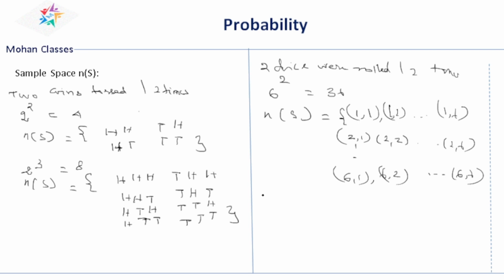Suppose it is 6 to the power of 3, then we have to use permutation to find the value, because it is not possible to write them all out. 6 cubed is equal to 216. So it is not possible to write the sample space of 216; by using permutation we can find the number of samples.